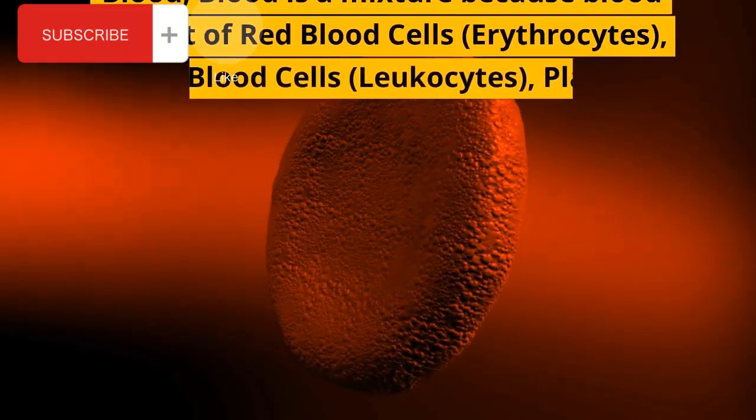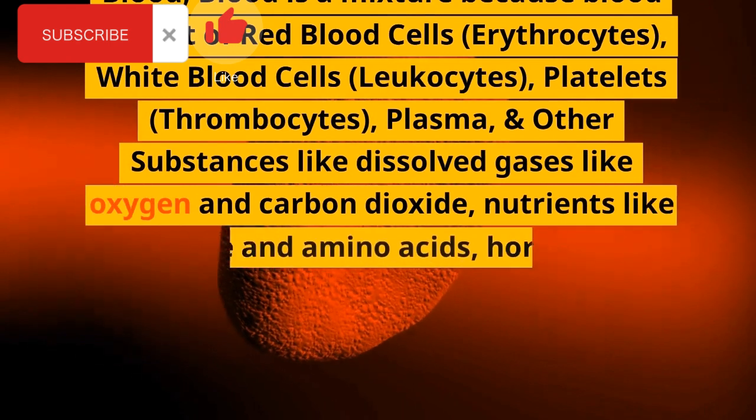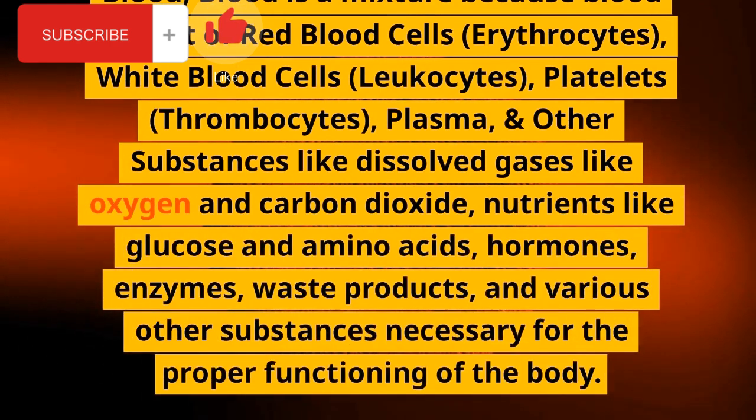Blood. Blood is a mixture because blood consists of red blood cells, erythrocytes, white blood cells, leukocytes, platelets, thrombocytes, plasma, and other substances like dissolved gases like oxygen and carbon dioxide, nutrients like glucose and amino acids, hormones, enzymes, waste products, and various other substances necessary for the proper functioning of the body.